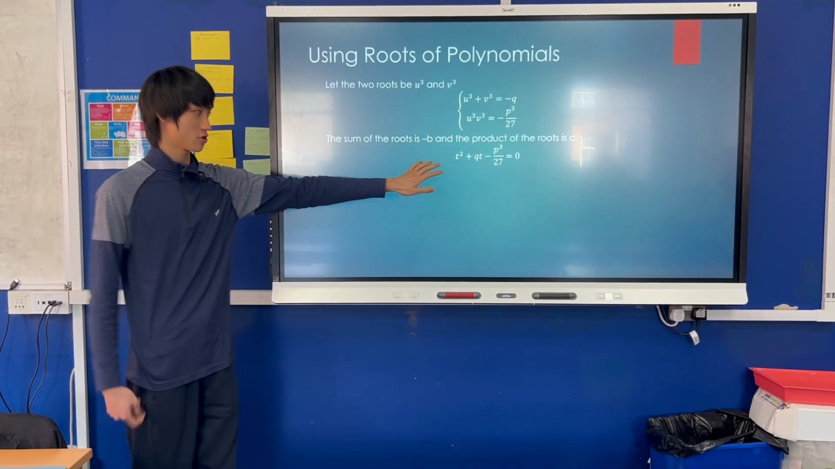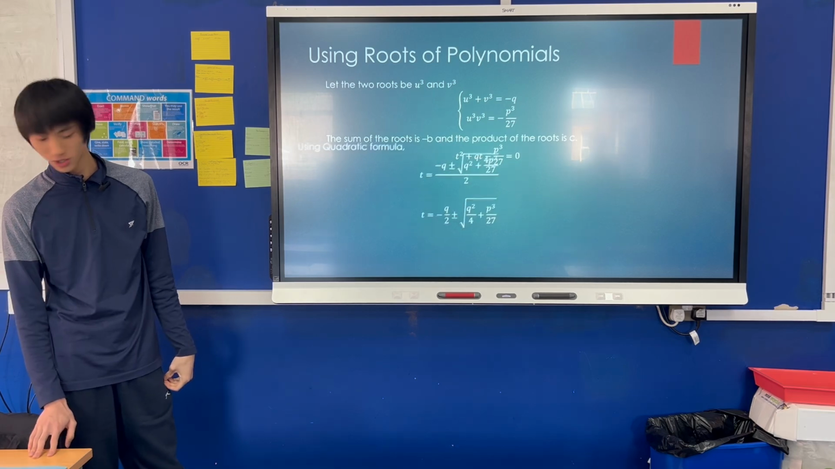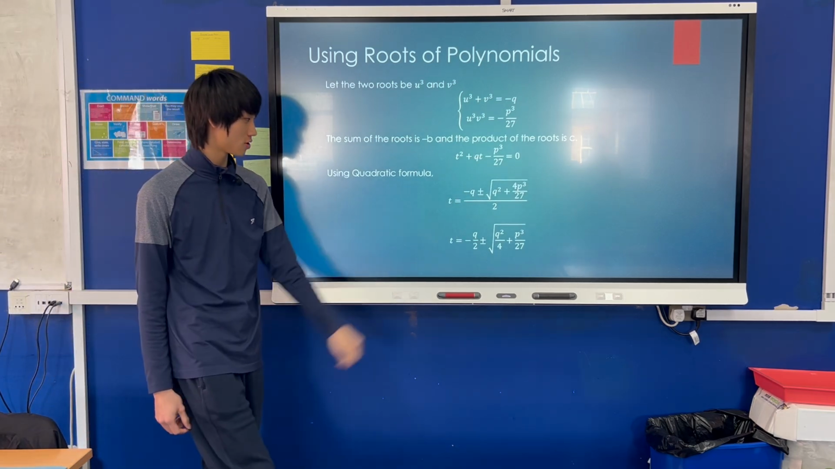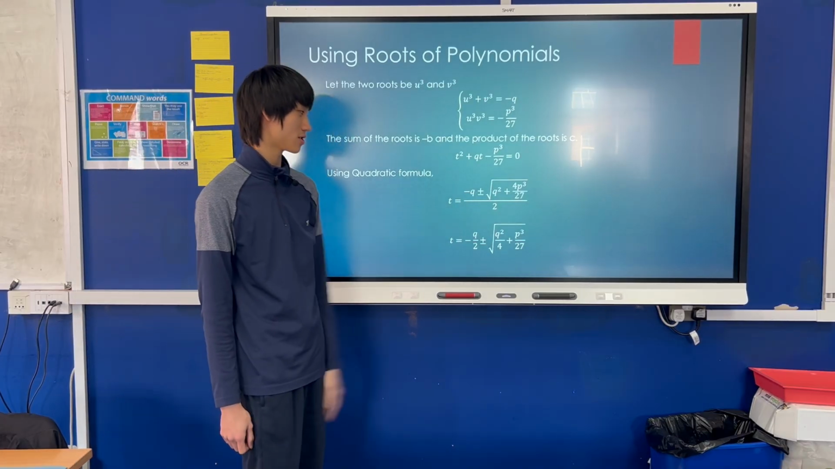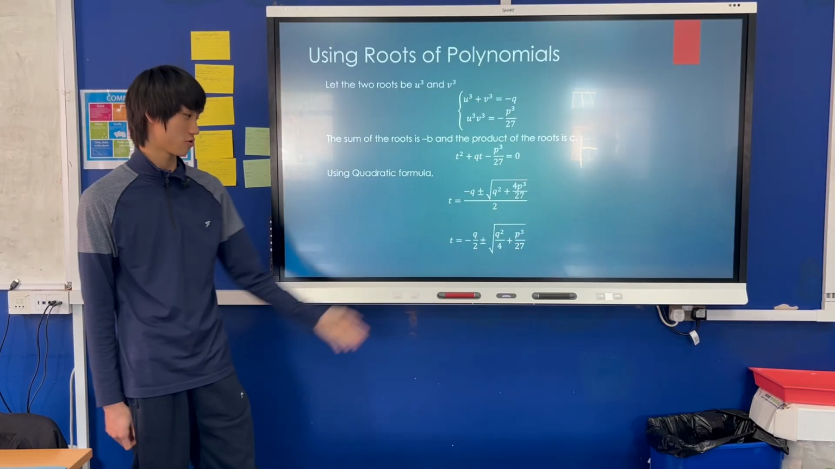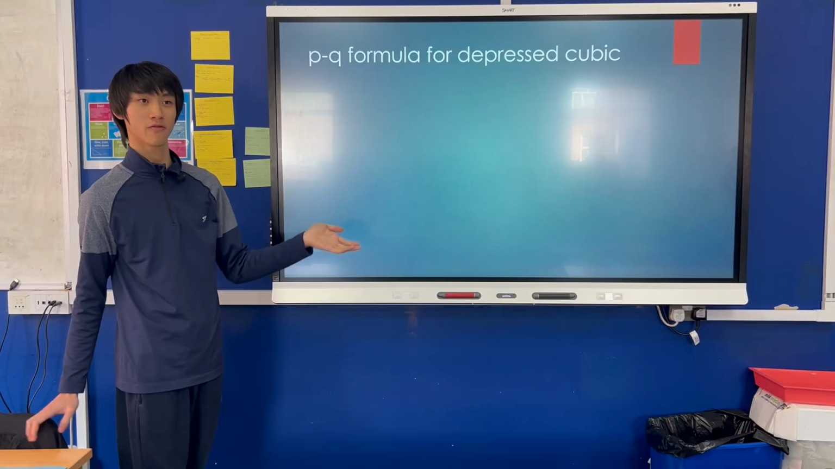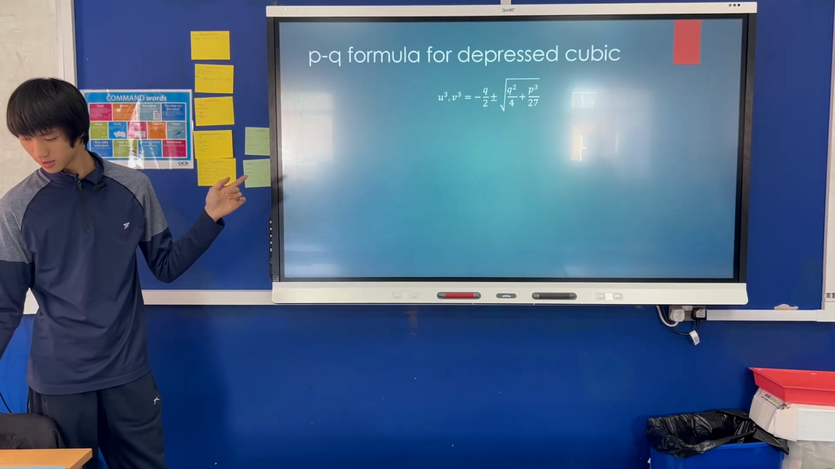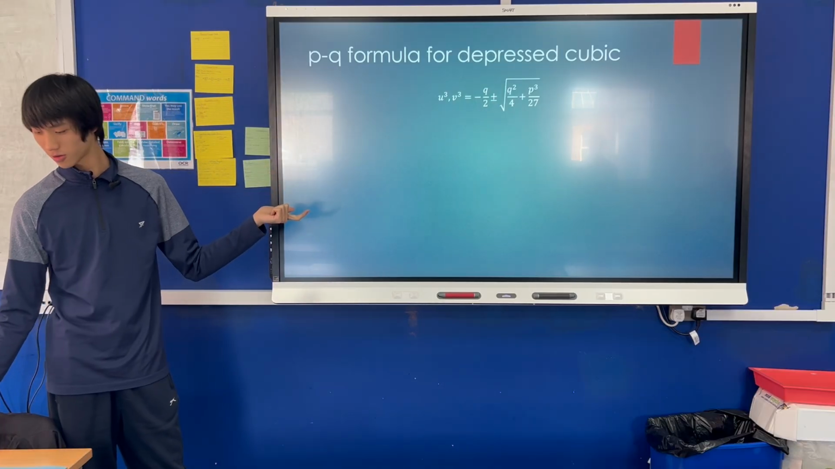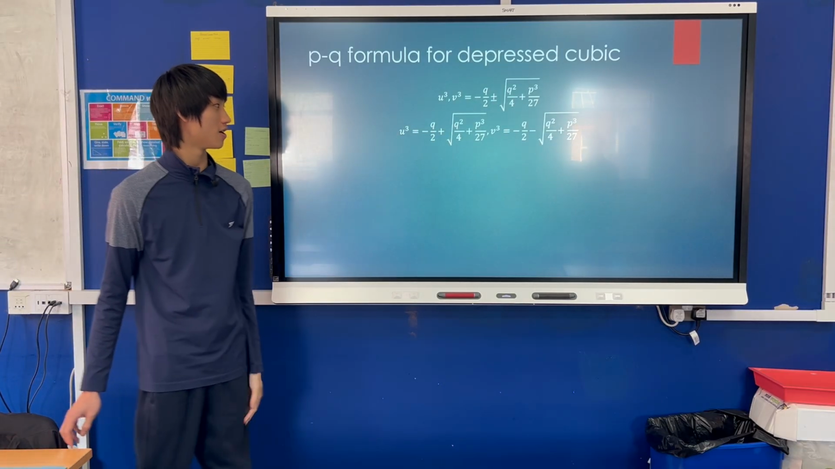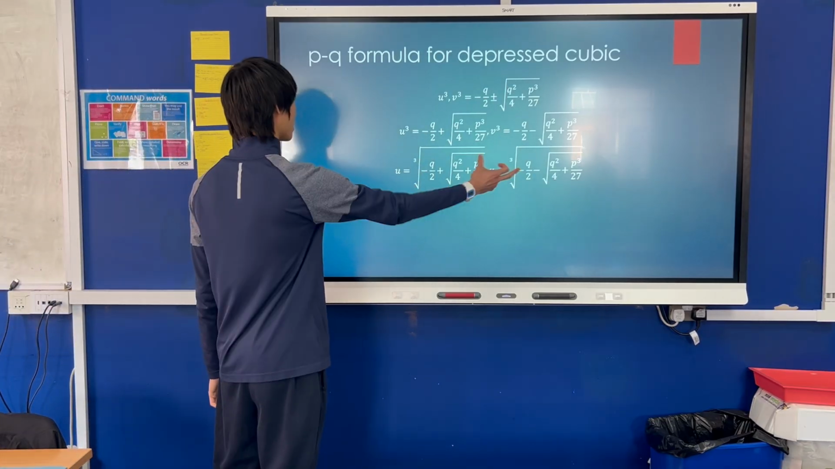And we could solve this quadratic equation because we have our quadratic formula, right? If we solve this using the quadratic formula, we'll get the two roots to be negative q over 2 plus or minus the square root of q squared over 4 plus p cubed over 27. That's from the quadratic formula. And this means that our two roots, which are u cubed and v cubed, would be those two roots, right? That's what we named our roots. So we could cube root those roots to get what u and v are, right? So we cube root both sides. This is our u, this is our v.